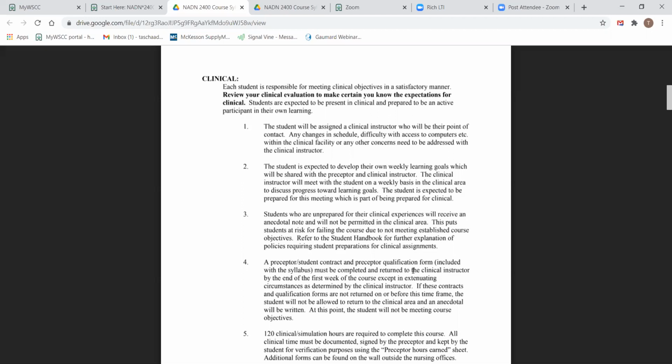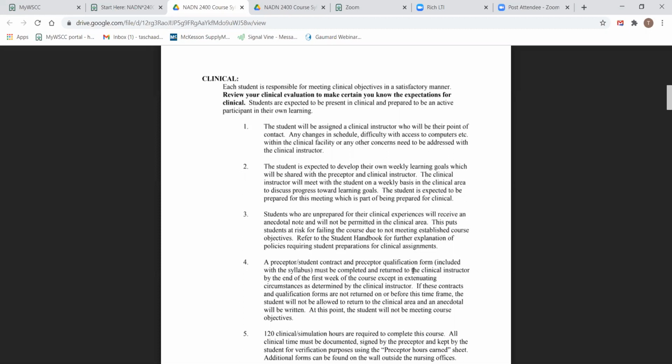The student is expected to develop their own weekly learning goals, which will be shared with the preceptor and the clinical instructor. This is an expectation. You should be, at the end of your clinical day, looking at and analyzing what you did well during that clinical time frame, and then what you need to work on during the next clinical time. Okay.